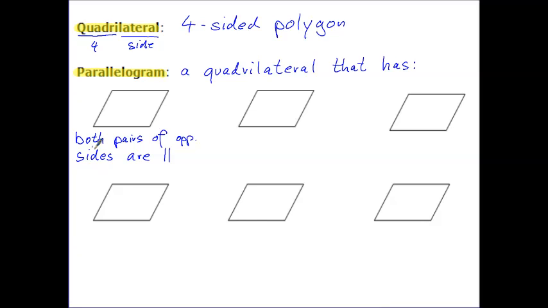First of all, both pairs of opposite sides are parallel. That means that this side has to be parallel to this side, and this side here on top has to be parallel to the side in the bottom. Also, both pairs of opposite sides are congruent. So this side to the left has to be congruent to the side to the right, and the side at the top has to be congruent to the side at the bottom.